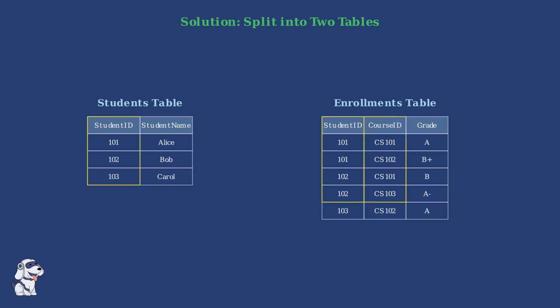Now each table has proper dependencies. In the students table, student name fully depends on the primary key student ID. In the enrollments table, grade fully depends on the composite primary key of student ID and course ID.